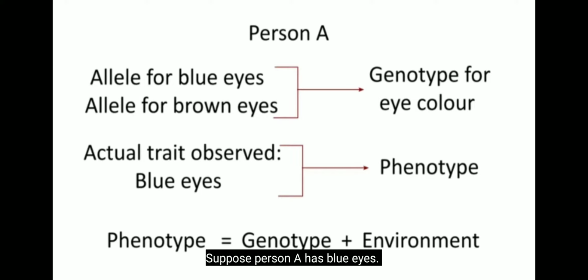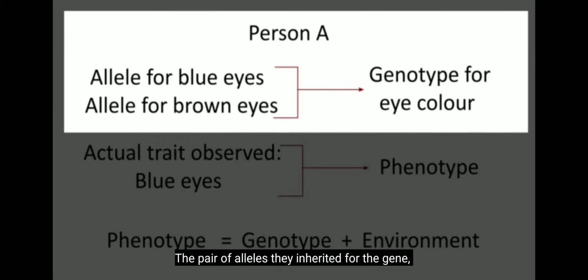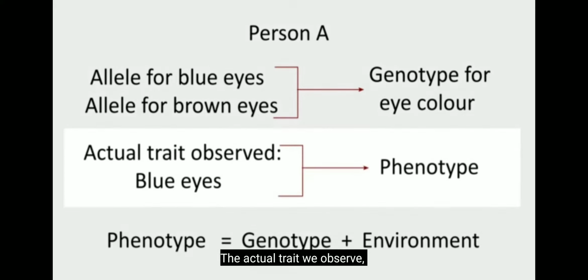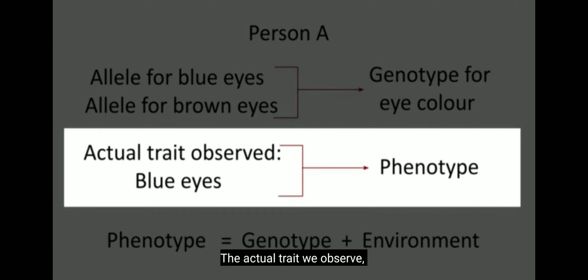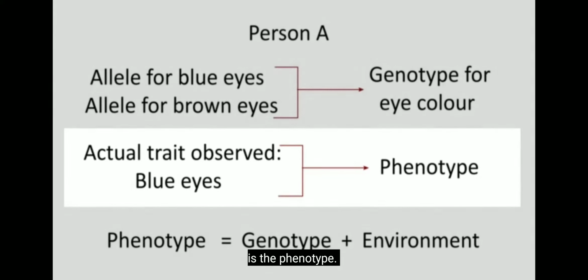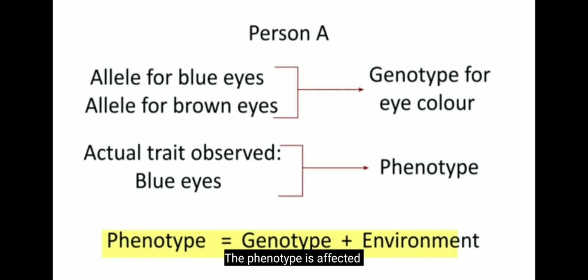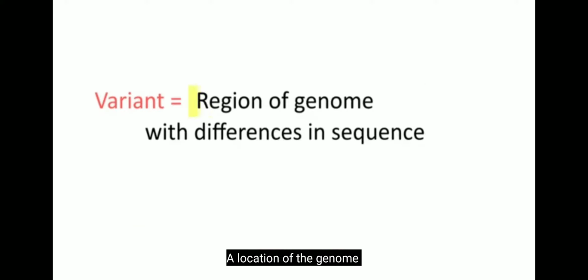Suppose person A has blue eyes. The pair of alleles they inherited for the gene is their genotype for the gene. So an allele for blue eyes and an allele for brown eyes is their genotype. The actual trait we observe, here blue eyes, is the phenotype. The phenotype is affected by both the genotype and the environment.